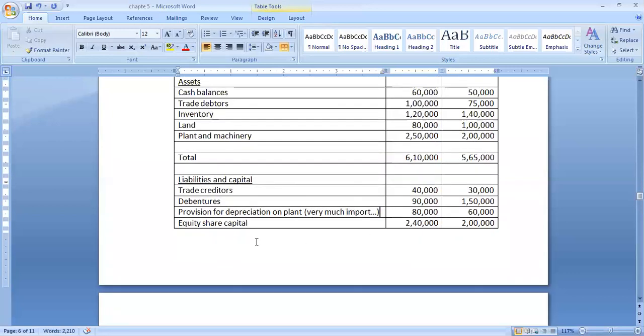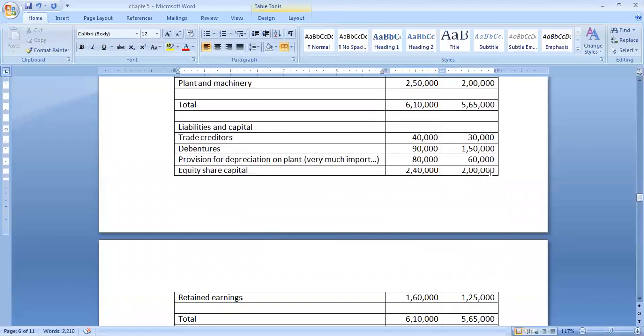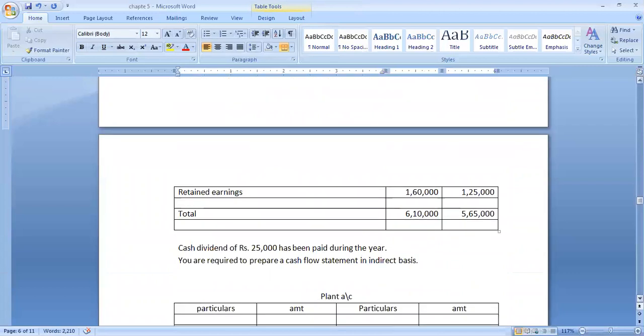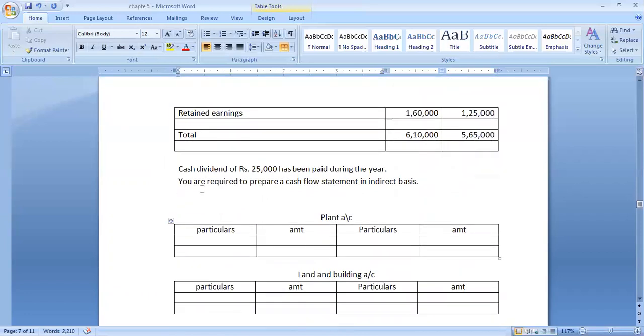Clear? Then equity share capital is increased from 2 lakh to 2 lakh 40,000. 40,000 is the increase in the share capital. Retained earnings is nothing but the profit and loss account. So the opening and the closing balance, however you took them in the previous problem, here also retained earnings is taken the same way. Clear?